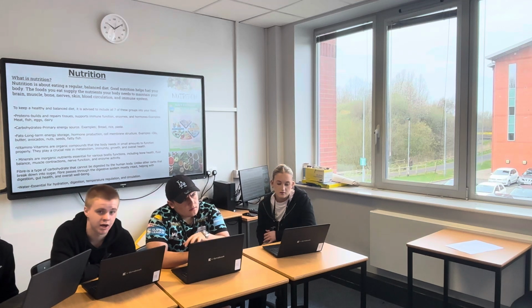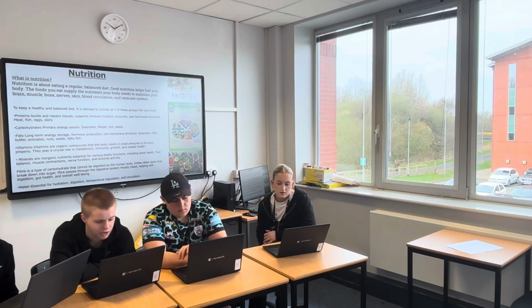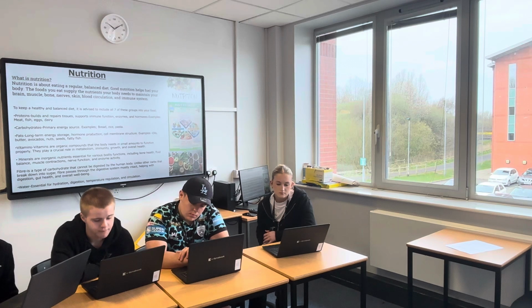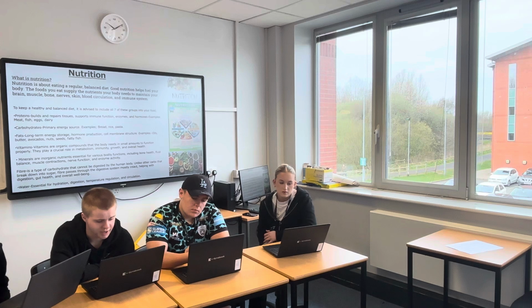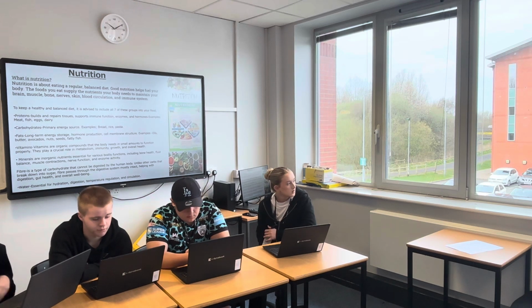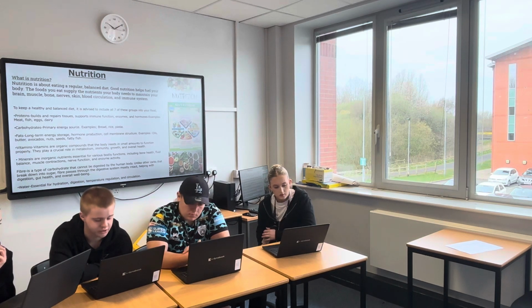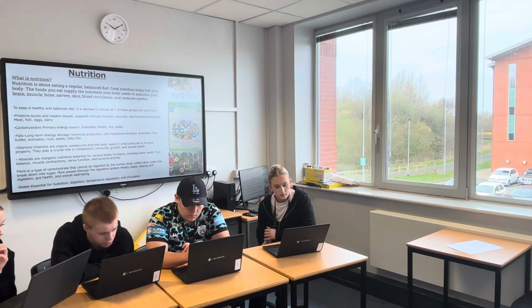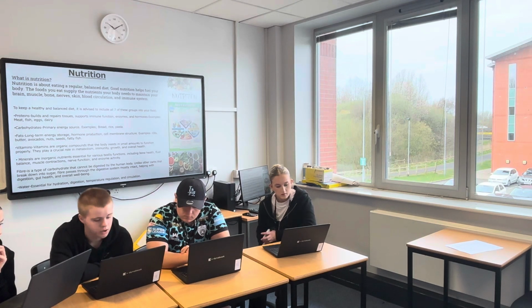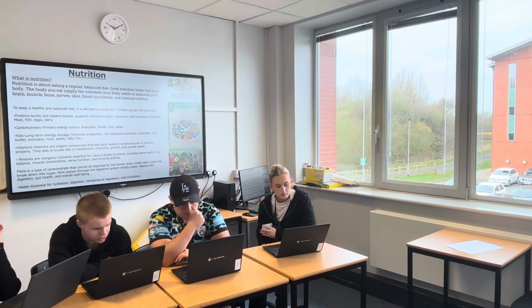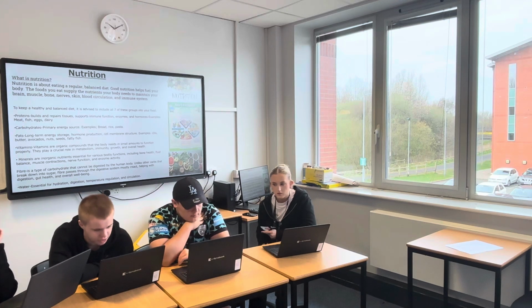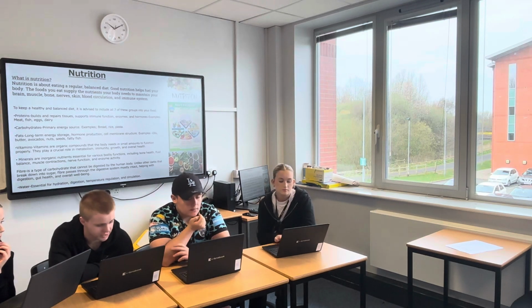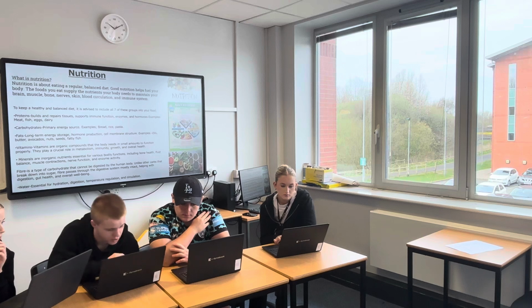Fibres, these are a type of carbohydrates that cannot be digested by the human body. Unlike other carbohydrates, they don't break down into sugars. Fibres pass through the digestive system mostly intact, helping with digestion, gut health and overall well-being. And also, the last one on the plate is water, which is essential for hydration, digestion, temperature regulation, circulation. Water's like the one thing you can't live without, so it's got to be on the plate.